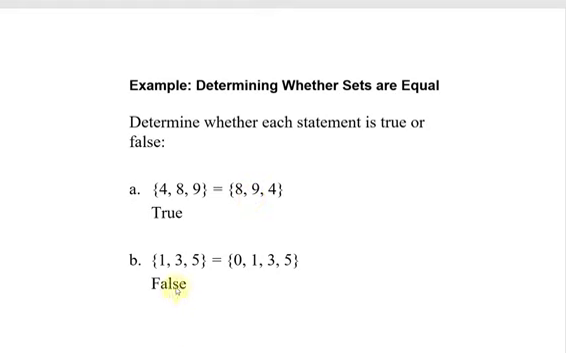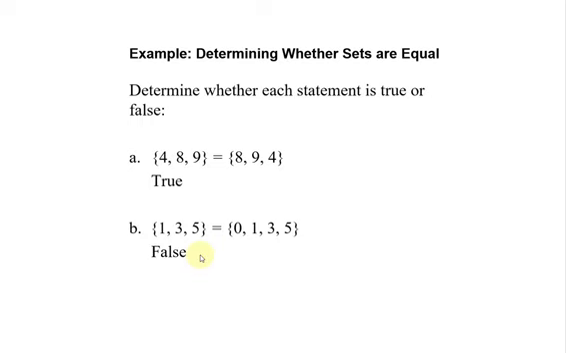So true. Now the next one is false because the right set has the element 0 and we don't have that in the left set here. So they are not equal. So that's false. Okay, so that is the end of section 2.1.